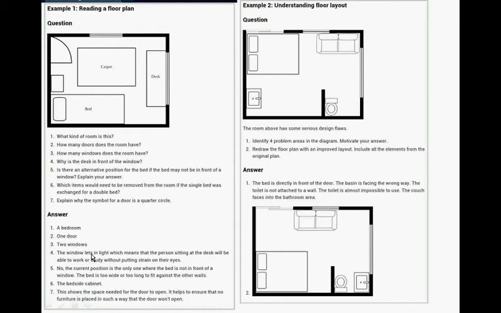Why is the desk in front of the window? The window lets in the light, which means that the person sitting at the desk will be able to work and study without putting strain on their eyes. Plus, you save electricity because you don't have to put a light on. Is there an alternative position for the bed if the bed may not be in front of the window? Explain your answer.